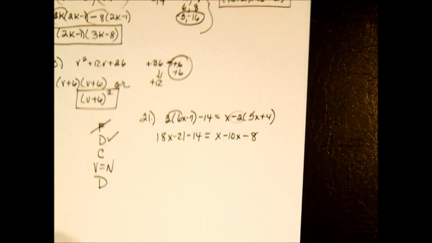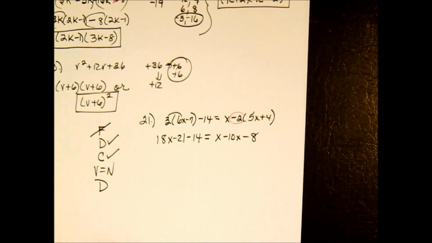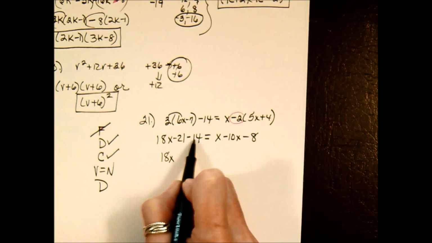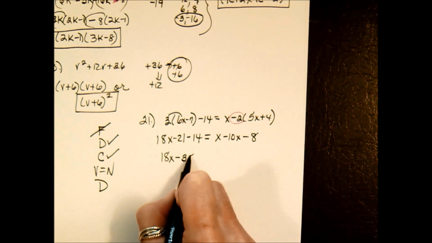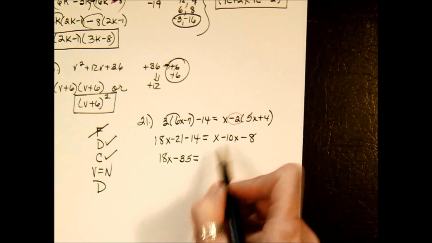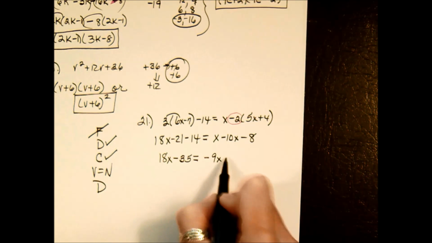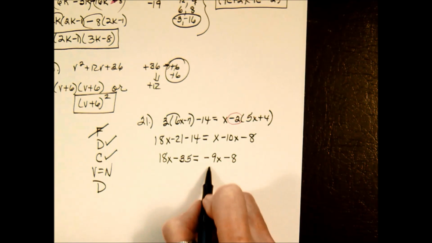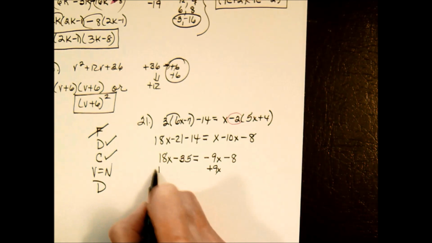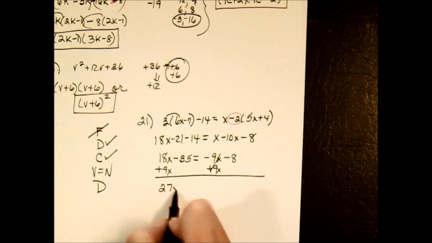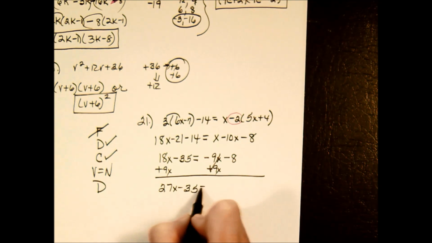Now combine like terms on each side. So 18x, negative 21 minus 14 is negative 35. On this side, x minus 9x is negative 9x minus 8. We're now ready to get variables on one side and numbers on the other. So I'm going to add a 9x to both sides. I get 27x minus 35 equals negative 8.